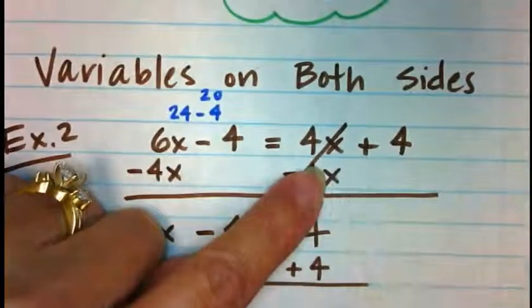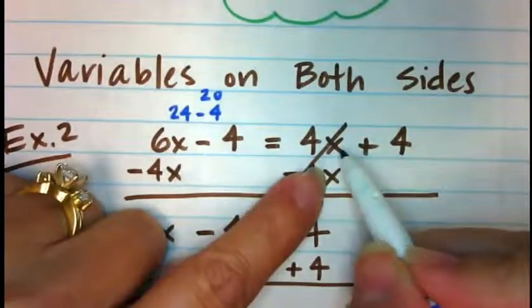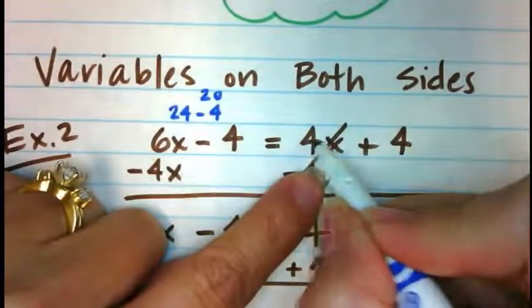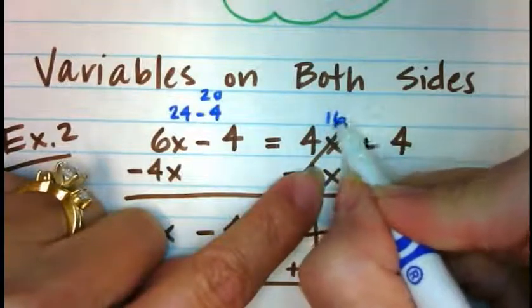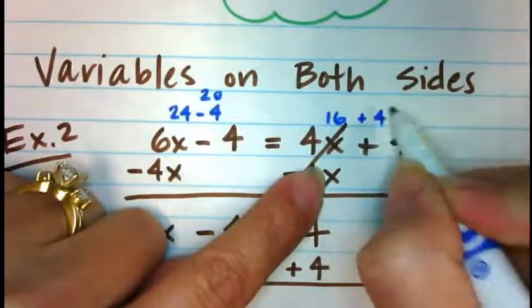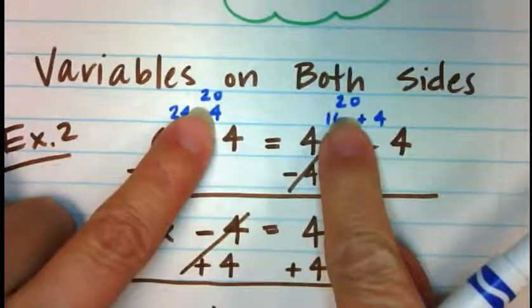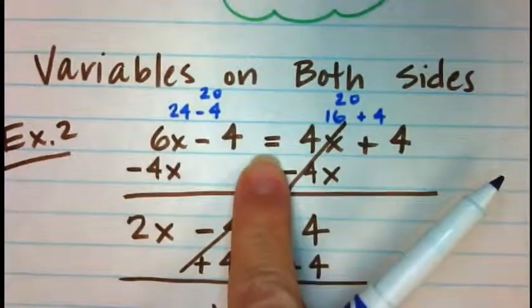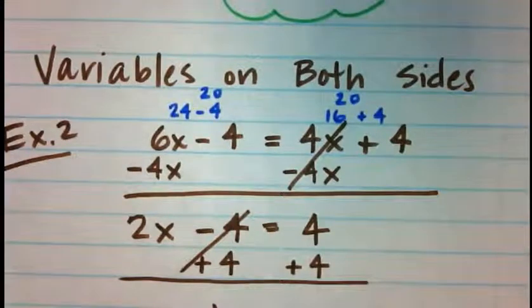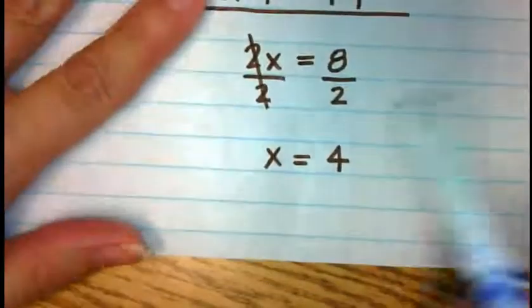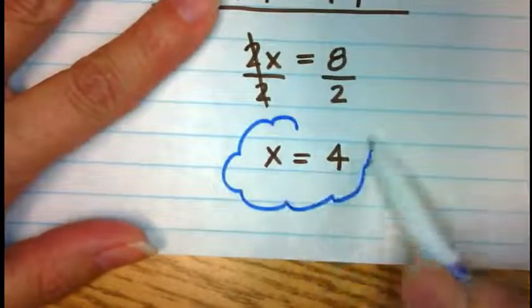Then I need to go over here and fill in 4 in place of x. So this is going to be 4 times 4, which is going to be 16 plus 4, which also equals 20. So I got the same answer on both sides, which it says I should, because the two sides should be equal. So now I know that my solution is x equals 4.